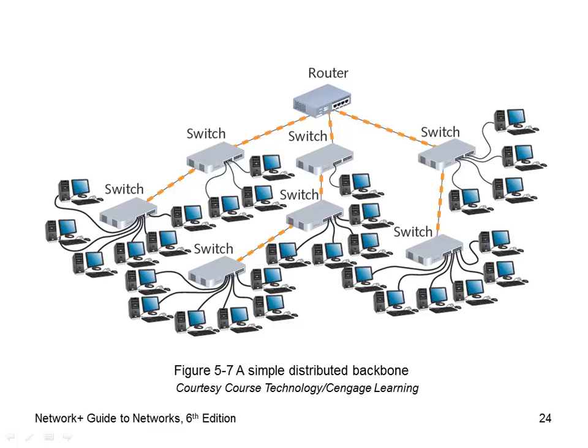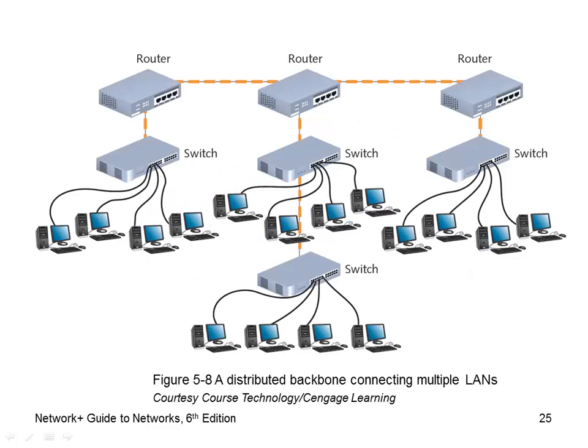The drawback is the potential for single point failures with all the switches. Here is a distributed backbone. And you see we've got one router, we've got switches in different places run into that router, and in some places switches are run from those other switches. Here is another distributed backbone with multiple LANs and routers.